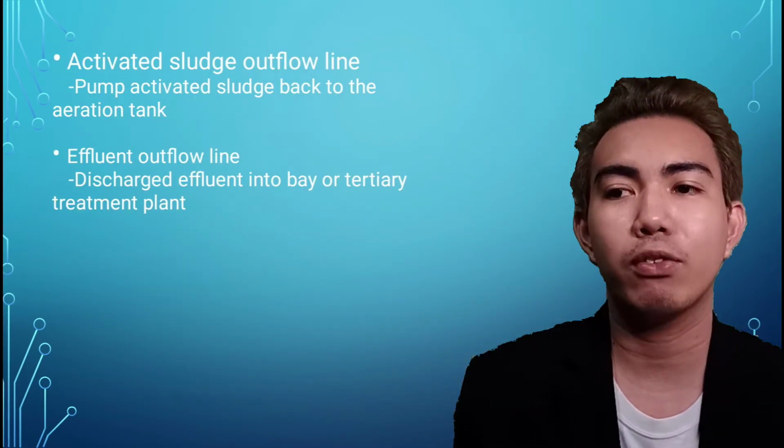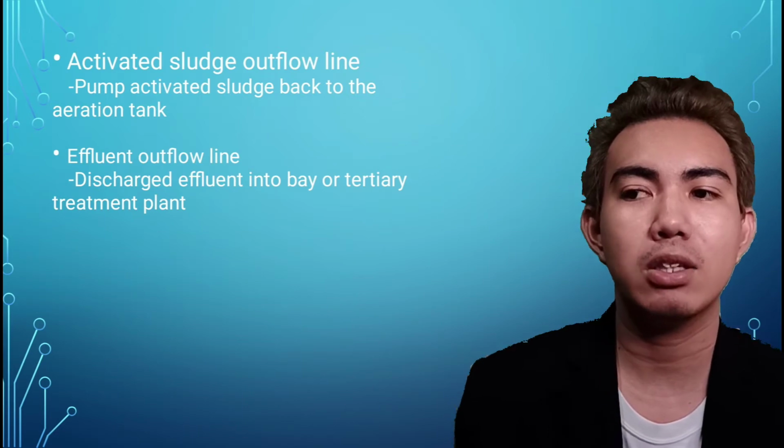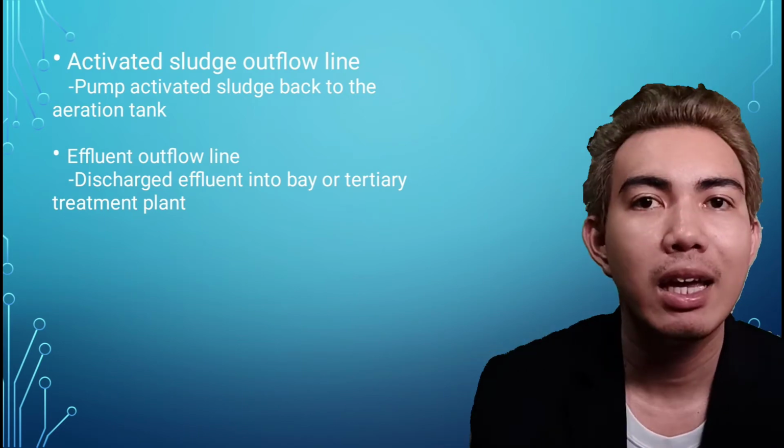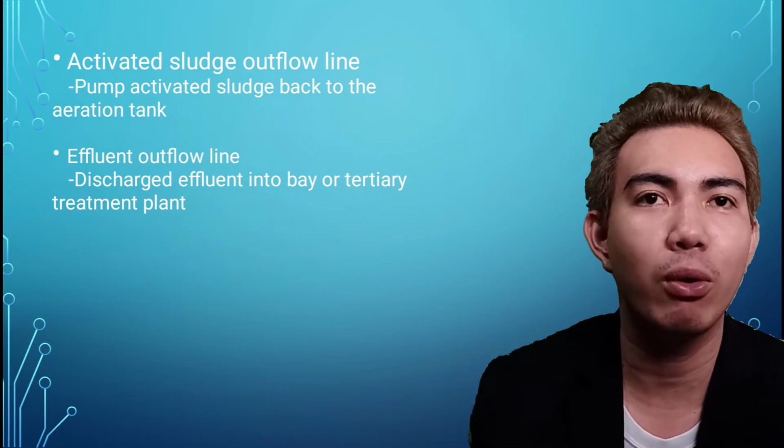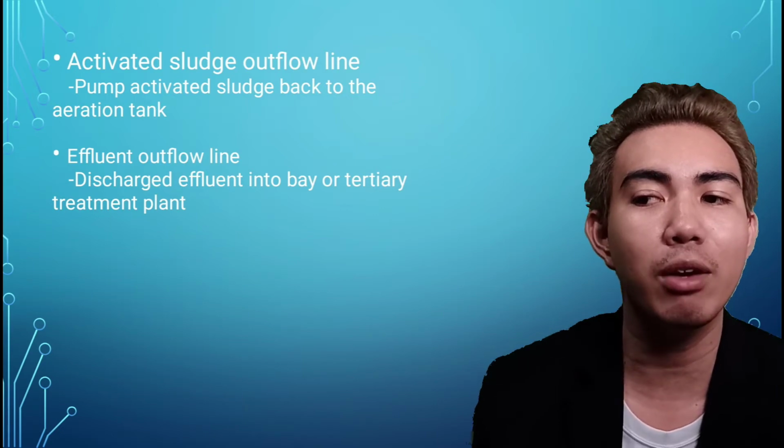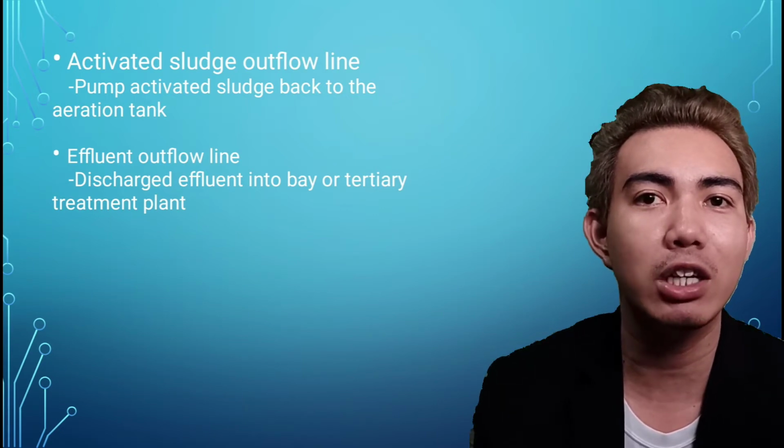Activated sludge outflow line. Pump activated sludge back to the aeration tank. Lastly, we have the effluent outflow line. This is the discharge of effluent into the bay or tertiary treatment plant.